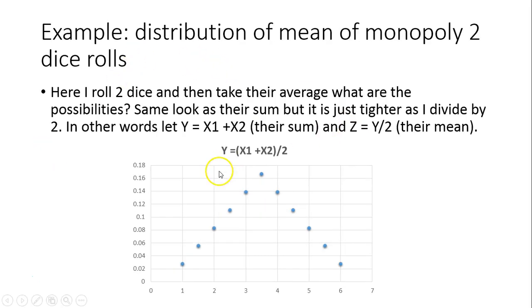Okay? So I divided by 2 to get the probabilities of the averages, of all possible averages. Okay? And so the most common average is 3.5. This is when the total is 7, because I just divided the total by 2. And the least likely average is a 6 and 1. Okay? Exactly the same, I just divided everything by 2.